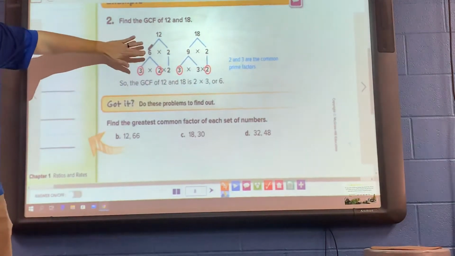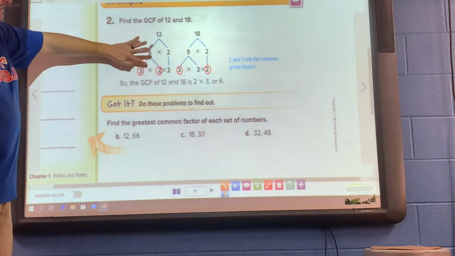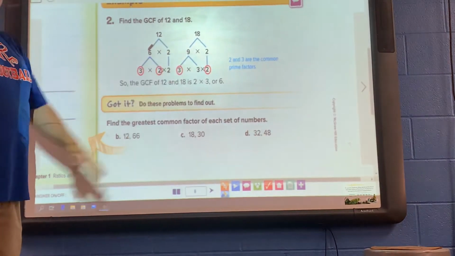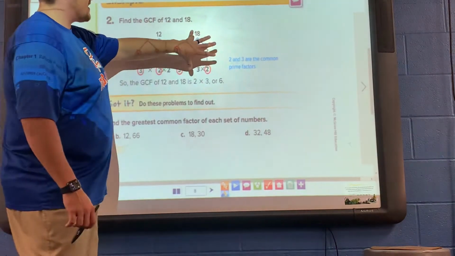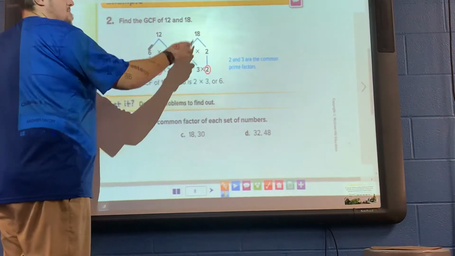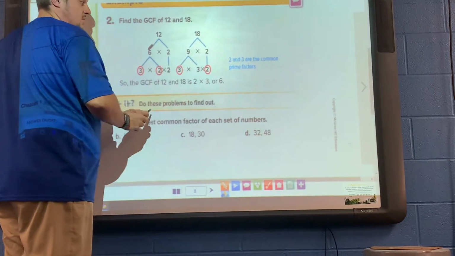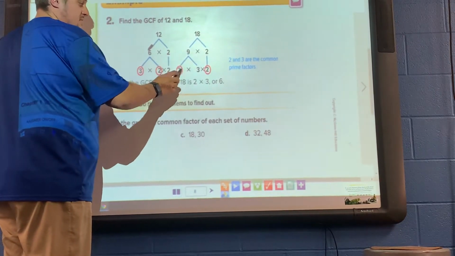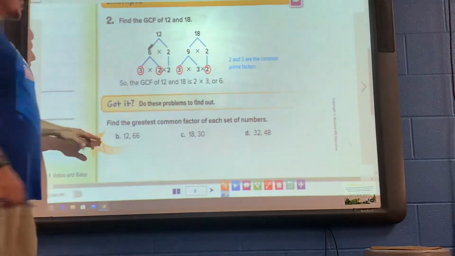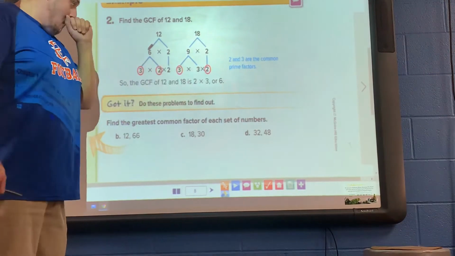Well, 6 is not a prime number. So 6 has got to be broken down even further. So we have now 3 times 2 times 2. That equals 12. Now we have to do the same thing for 18. Well, 2 is a prime number, but 9 times 2 equals 18. Well, 9 is not a prime number. So we got to break this down even further. So we get 3 times 3 times 2. If you notice, they both share a 3, and they both share a 2.